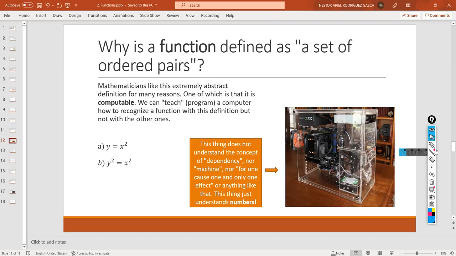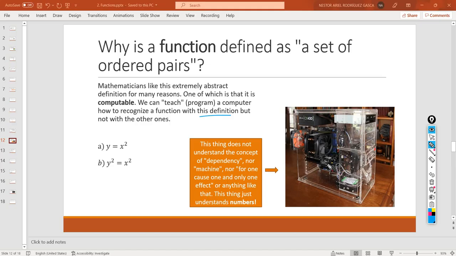The advantage is this, guys. Mathematicians like this extremely abstract definition for many reasons. One of which is that it is computable. We can teach or program a computer how to recognize a function with this definition but not with the other ones. With what definition? The definition that I just gave you in the previous slide. A function is a set of ordered pairs in which there are no two different pairs with the same first coordinate. Why? Because of the computer, which is extremely important for us.